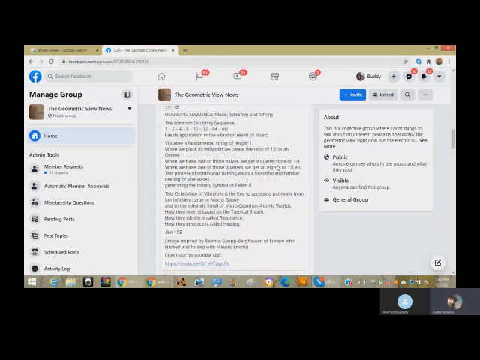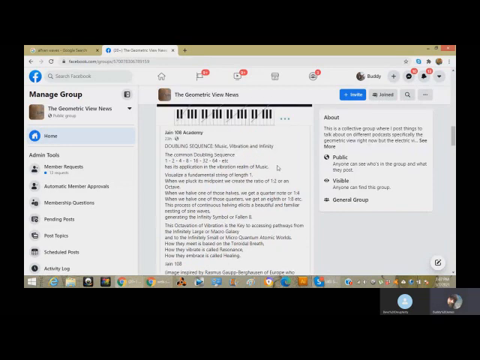This was shared from Jane 108, a friend of mine, mathematical wonder, the math magician. This process of continuous halving elicits a beautiful and familiar nesting of sine waves. So like the nesting of the sine waves, like we were showing standing waves in these recursions of these filaments.